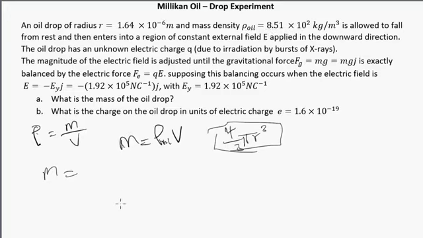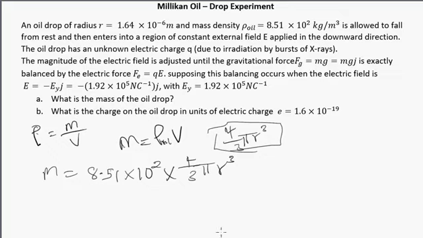Our density is 8.51 times 10 to the power of 2. So I'll go ahead and write 8.51 times 10 to the power of 2. And this will be multiplied by the volume, which is 4/3 times pi r cubed. Now, what's the r? What's the radius? The radius is given here, and pi is a constant. It has a value, and then multiplied by this.